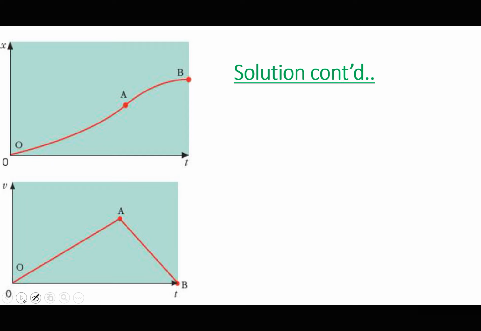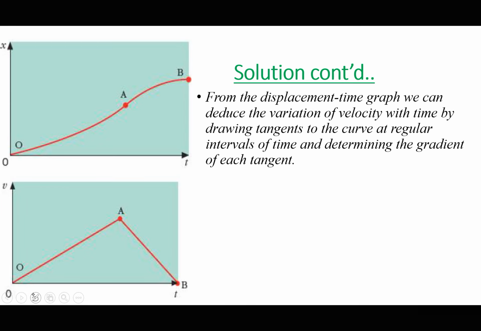To explain this, from the displacement time graph, we can deduce the variation of velocity with time by drawing tangents to the curve at regular intervals of time and determining the gradient of each tangent. If it is a smooth curve, we would expect the gradients of the tangents to increase at equal time intervals until we reach point A. After point A, the gradients of the tangents decrease. For those who don't know, tangents are lines which touch the curve at a point. Of course, at B, the tangent would be just a horizontal line whose gradient is 0.